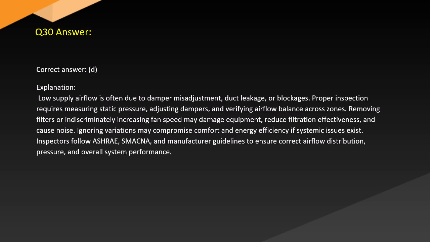Answer. Correct answer, D. Explanation. Low supply airflow is often due to damper misadjustment, duct leakage, or blockages. Proper inspection requires measuring static pressure, adjusting dampers, and verifying airflow balance across zones.